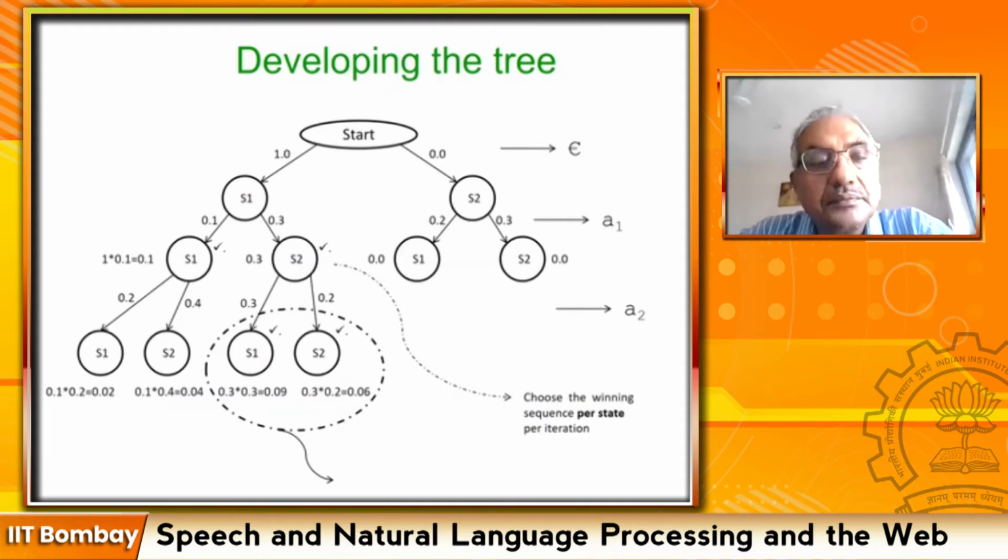Sir, the next question by Saurav is, further subtrees will be identical due to Markov assumption, right? Yes, that's right. It is due to Markov assumption. The state probability depends only on the previous state due to Markov assumption.